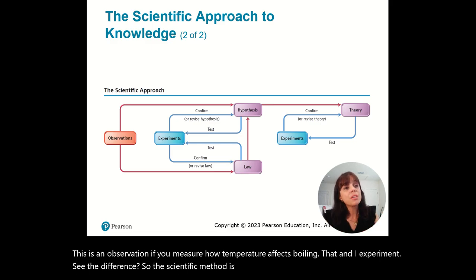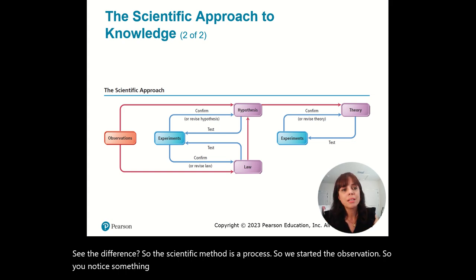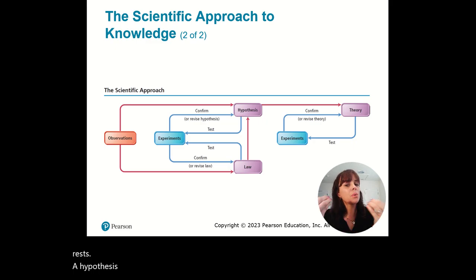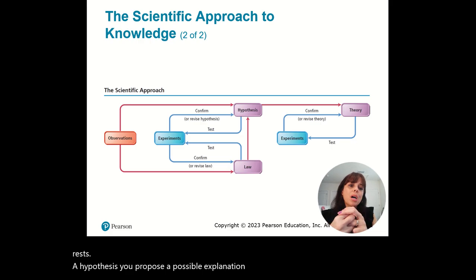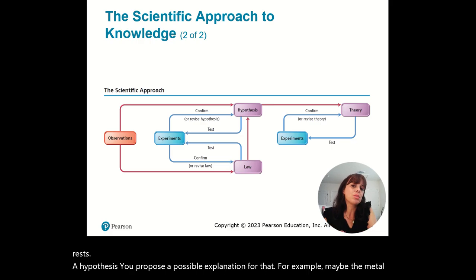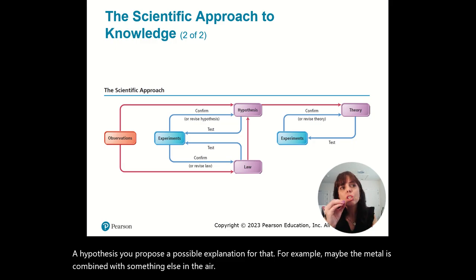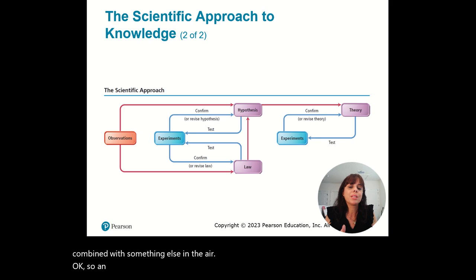So the scientific method is a process. We start with the observation. You notice something interesting or unexpected. For example, a metal gains mass when it rusts. Then a hypothesis: you propose a possible explanation for that. For example, maybe the metal is combined with something else in the air. Okay, then experimentation: you test your hypothesis with controlled experiments.